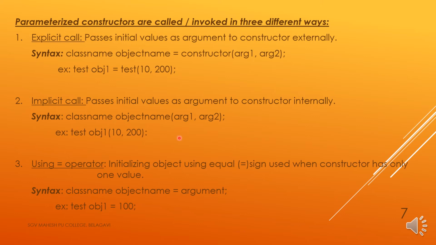The third way of calling a parameterized constructor is with the equals to operator. Now how do I do that? Using the class name, that is test, the object name, object 1, using the equals to sign and an argument. Now when are we going to use this equal to operator? Whenever I want to pass only one value to an object, in such cases we use the equal to operator.